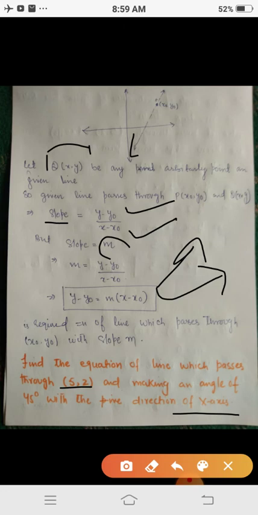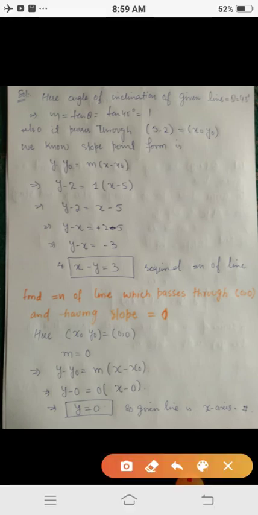So this means when the angle of inclination is given, we can find the slope. Here the angle of inclination of the given line is theta equals 45 degrees. So by definition of slope, m equals tan theta, because tan theta, where theta is the angle of inclination, is the slope of the given line, which is tan 45 degrees, which is 1. So the slope of this line is 1.